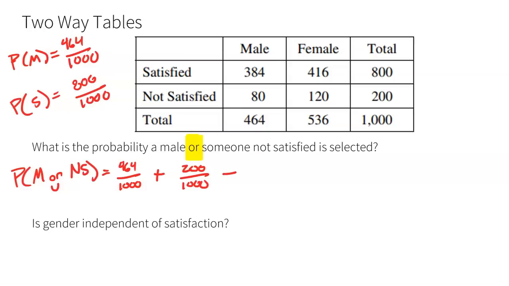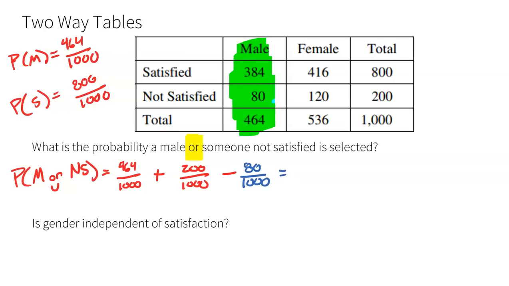Now, how do I find the both? Well, that's actually really easy. That's right there. 80 people are both male and not satisfied. I didn't need anything to figure that out, just kind of simple math. So I'm going to subtract that away. Now let's talk about why we actually subtract that away. We're not getting rid of them, but those people got counted twice.